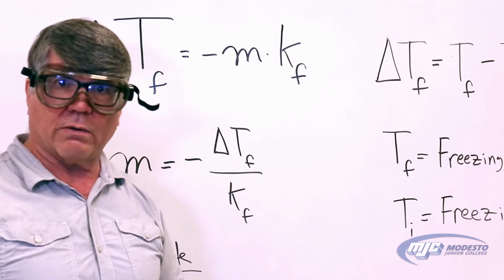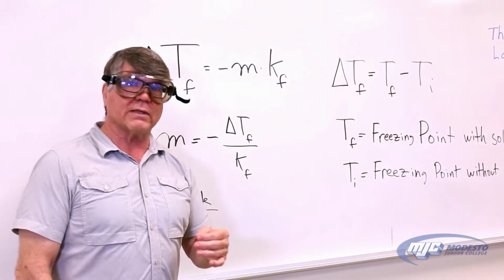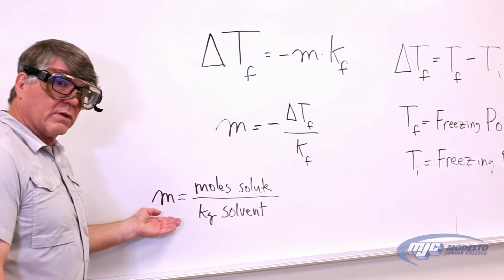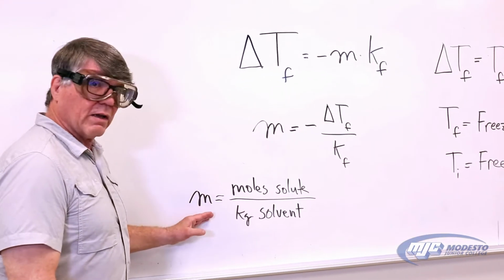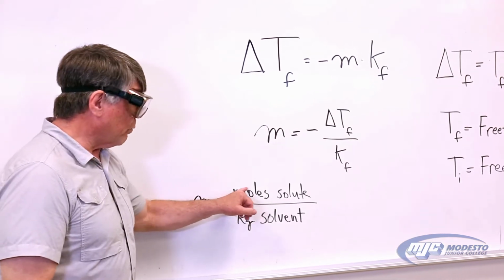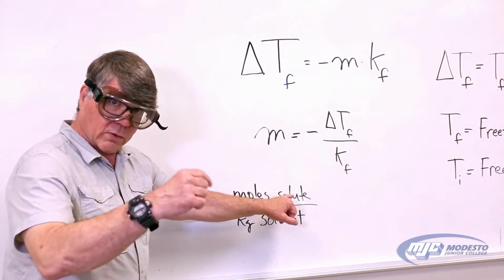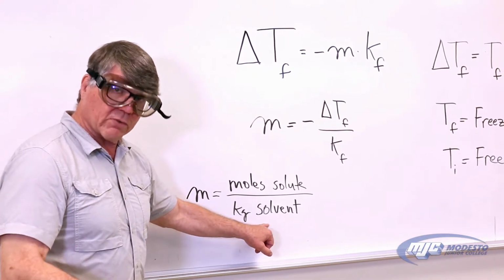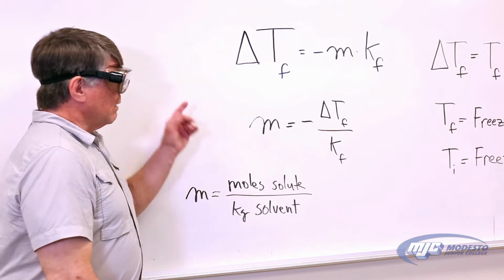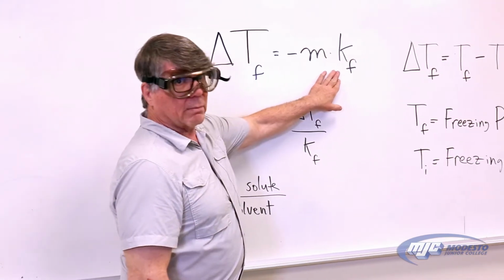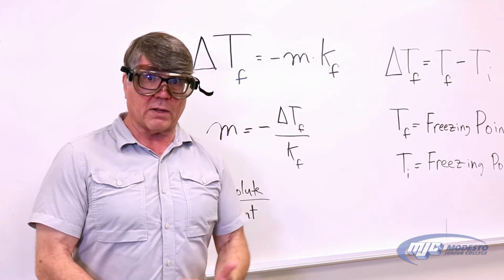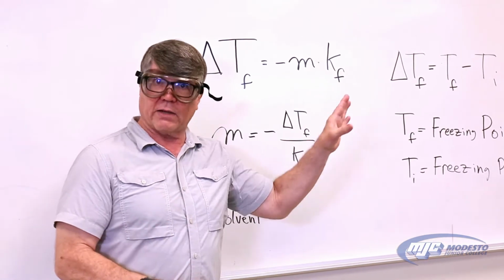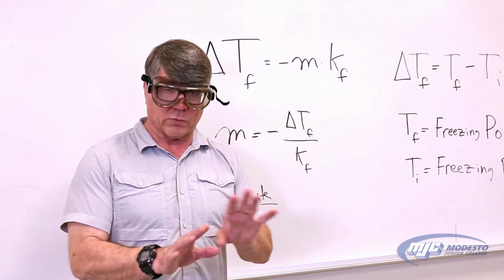m is a unit of concentration called molality. Not molarity, but molality. And this is an important definition. This is the definition of molality: moles of the solute, the thing you're dissolving in there, divided by kilograms of the solvent, the thing you're dissolving it in. And the Kf, this is just a constant, and it depends upon what the solvent is. So I give you the value for Kf in the lab, so you'll know what that is.